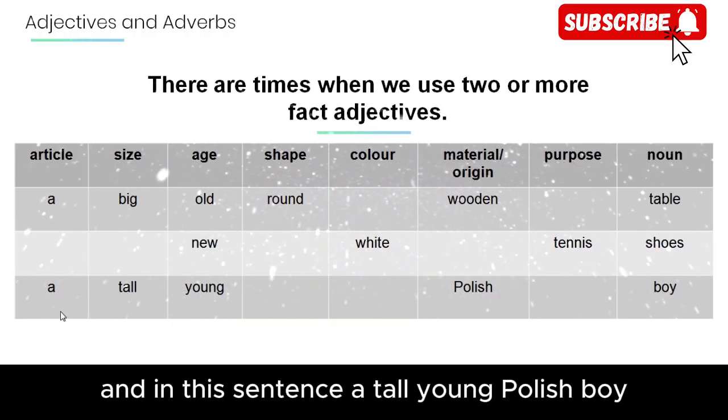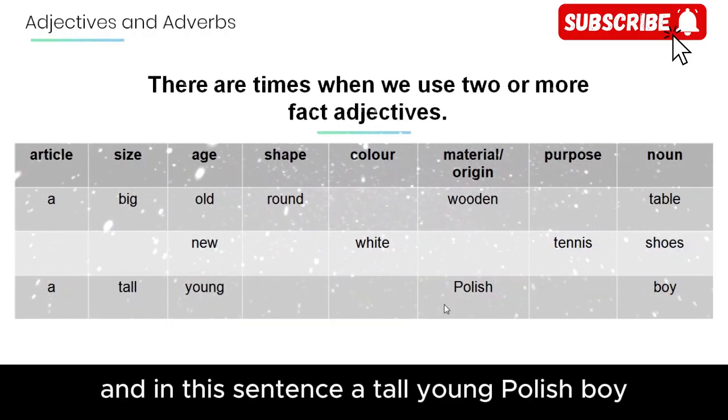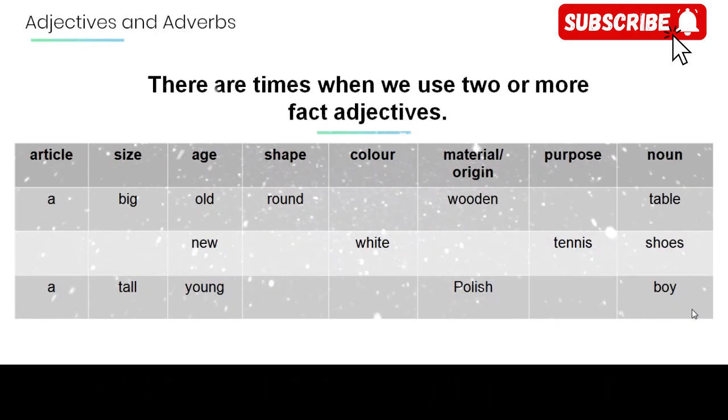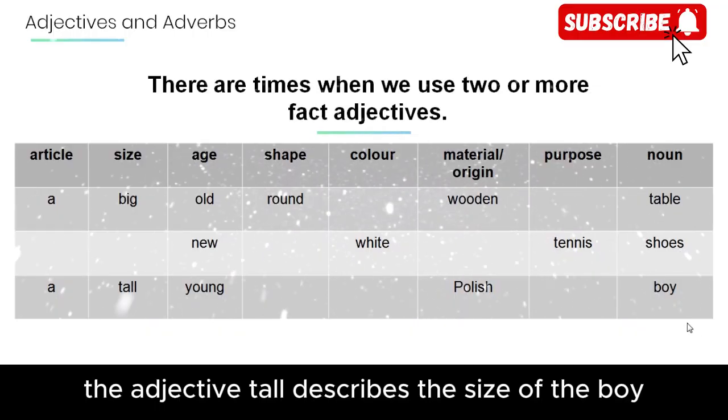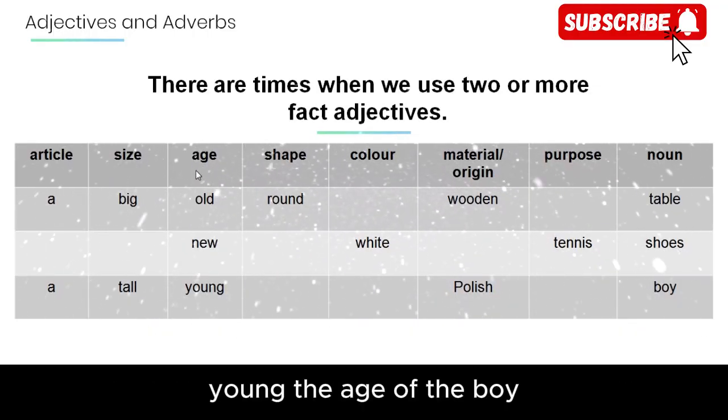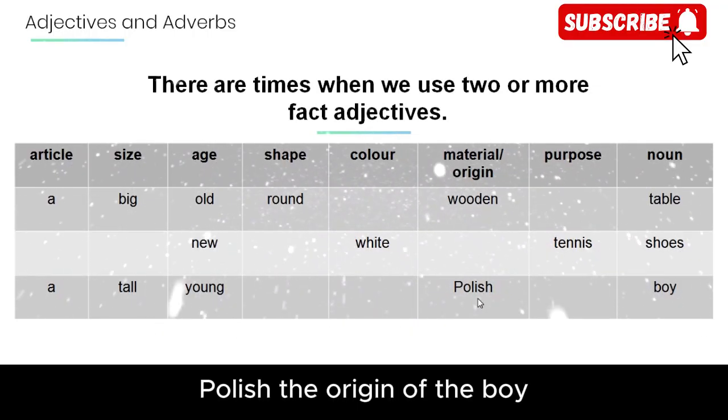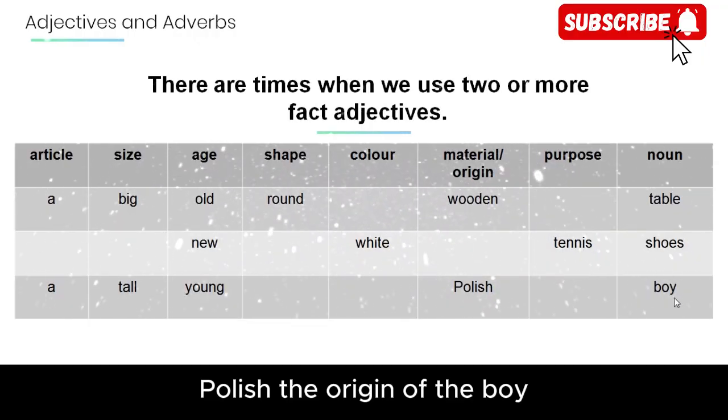And in this sentence, a tall, young, polished boy. The adjective tall describes the size of the boy. Young, the age of the boy. Polish, the origin of the boy.